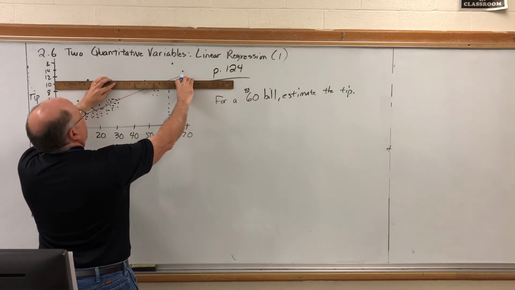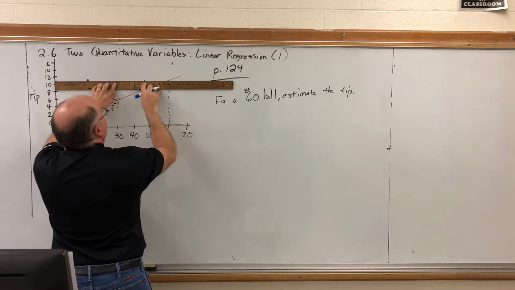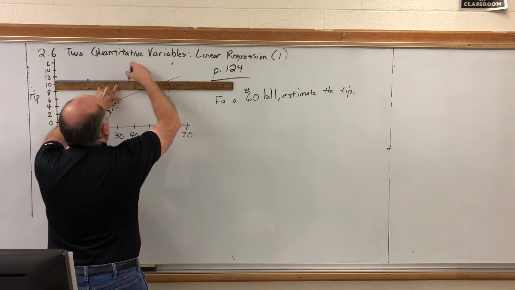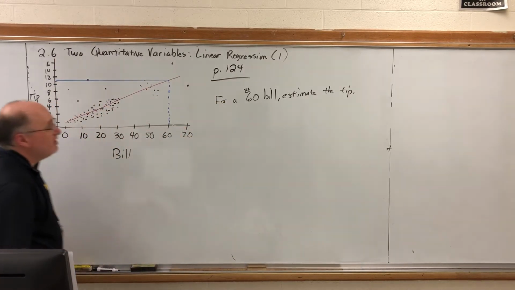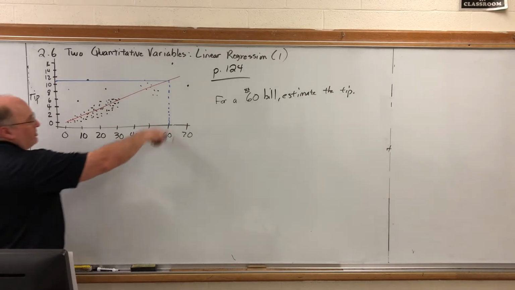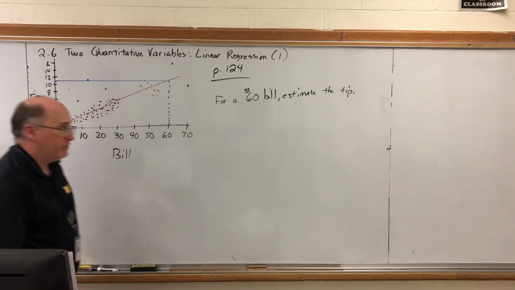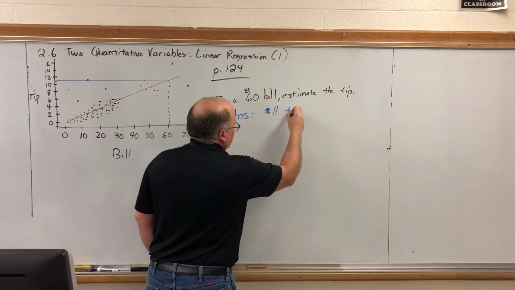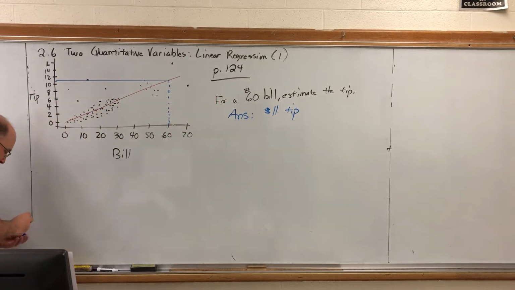Now, needless to say, this picture is not drawn as accurately as the one on page 124. So if you're looking in your book, you may have a different answer than I do. So if we go over to $60 and up to the line, then the line predicts that we're going to have about an $11 tip. Is that a good tip? That's a little under 20%, so it's not too shabby.